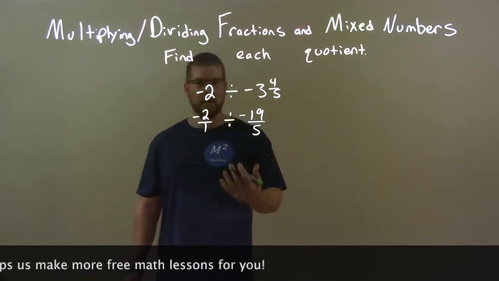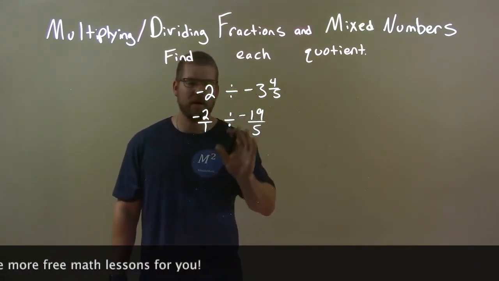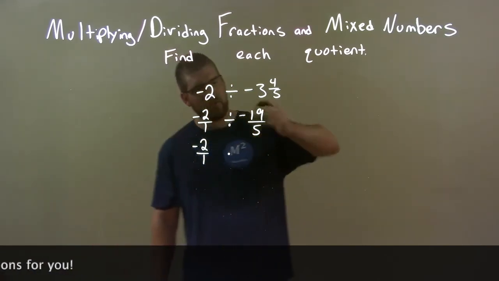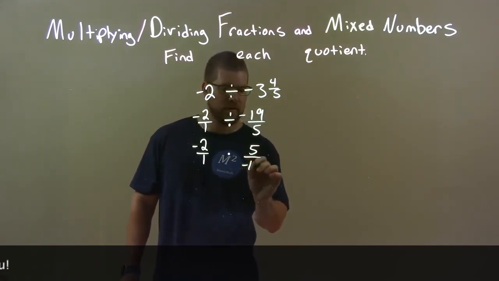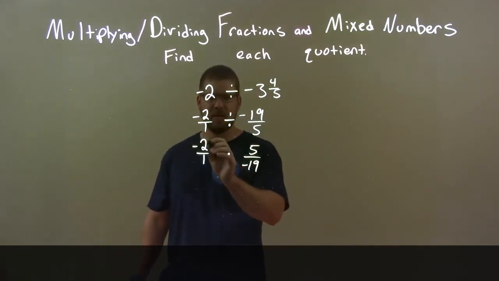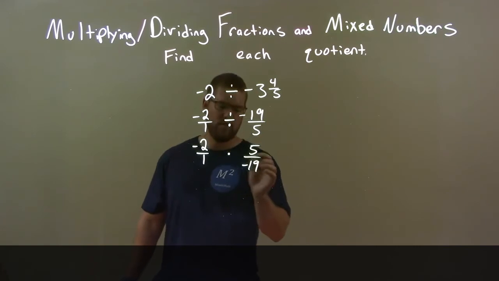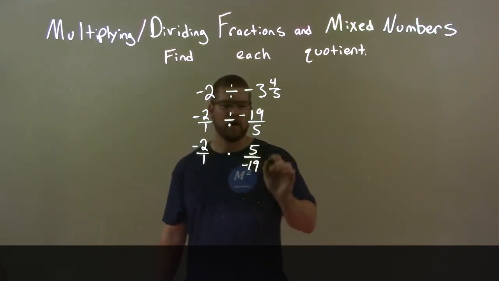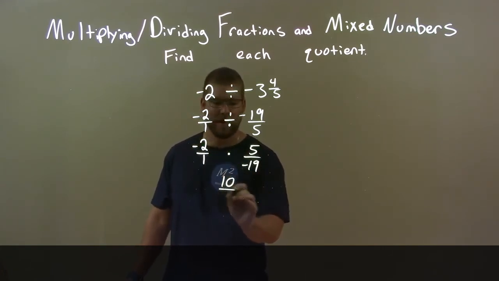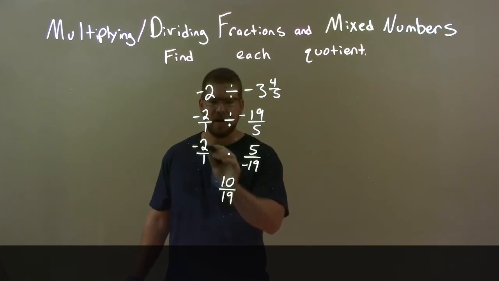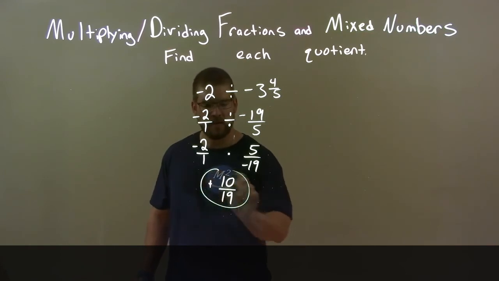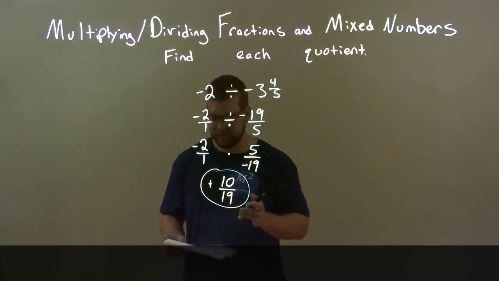Now, if you're like me, this is the way I like to do it. I hate dividing fractions. I prefer multiplying. So negative 2 over 1 times, let's flip that fraction, 5 over negative 19. Okay? So now we have negative 2 over 1 times 5 over negative 19. Well, multiply across the numerator, multiply across the denominator. 2 times 5 is 10, and 1 times 19 is 19. Negative times a negative overall is going to be a positive. So our final answer is just positive 10 over 19.